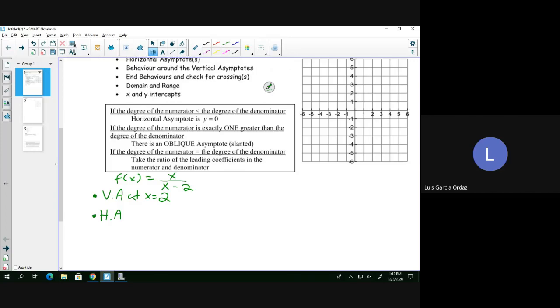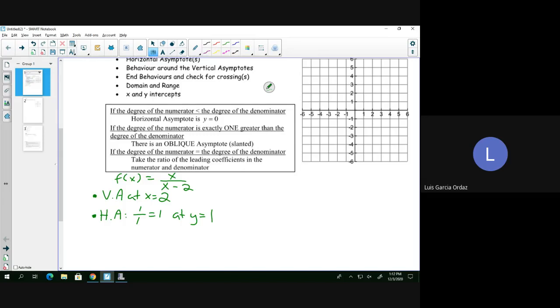Okay, so if the degree of the numerator and the degree of the denominator are the same, all you are doing is taking the coefficients that are in front of those variables and dividing them by each other. Okay, so in this case, the numbers in front of both of the x's, they have the same degree, but they have no coefficients, so they're just a magical 1. So we do 1 divided by 1, which gives us just 1. Okay, so we have a horizontal asymptote at y is equal to positive 1.